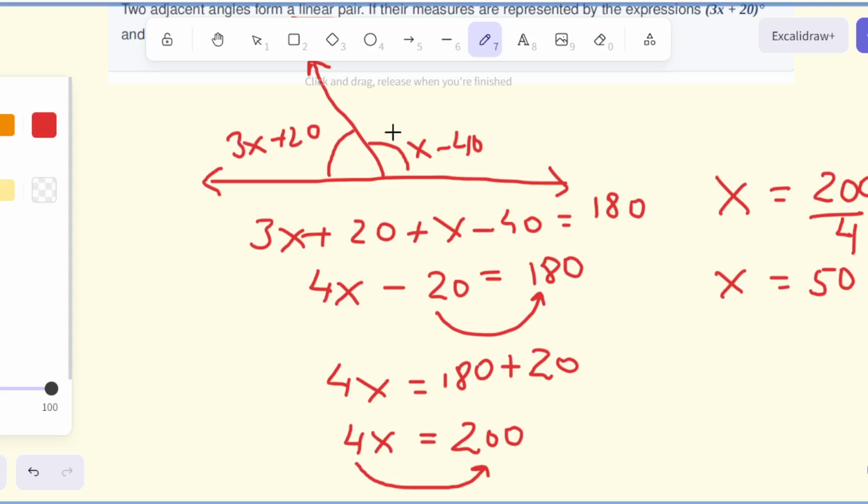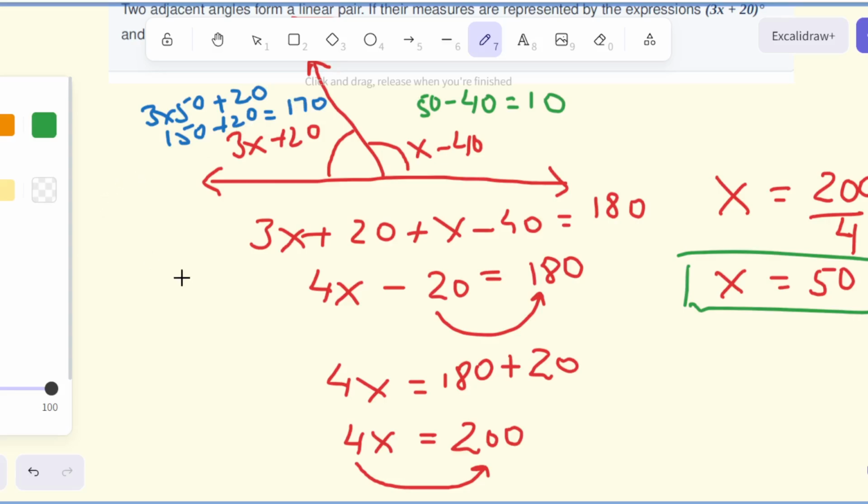If you have to find all of them, you substitute here: 3 times 50 plus 20. So 3 into 50 is 150 plus 20, 170, right? So one angle is 170, and the other one is 50 minus 40, which is 10. So the value of x is 50, and the other two angle measurements are 170 and 10. Make sense?